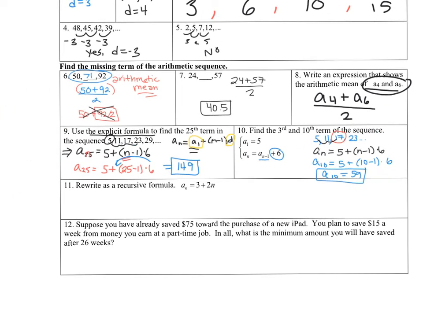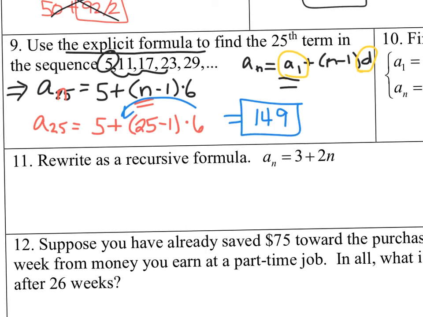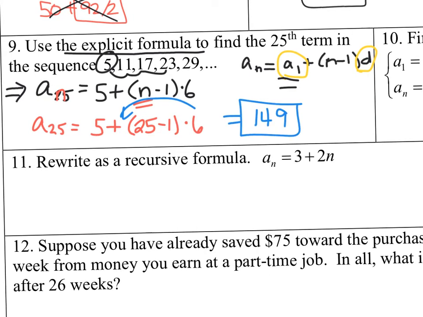Okay, number 11. Write the recursive formula for this. So to find the recursive formula, I'm going to write the first few terms of this sequence just so I can see what my a sub 1 is and what my d is. So if you plug in 1, it's going to be 3 plus 2 times 1, so 5 is the first term. And then plug in 2, so it's going to be 3 plus 2 times 2, which is 7. Then plug in 3, it's going to be 9, etc. So now I can see that the first term is 5, and the difference is 2.